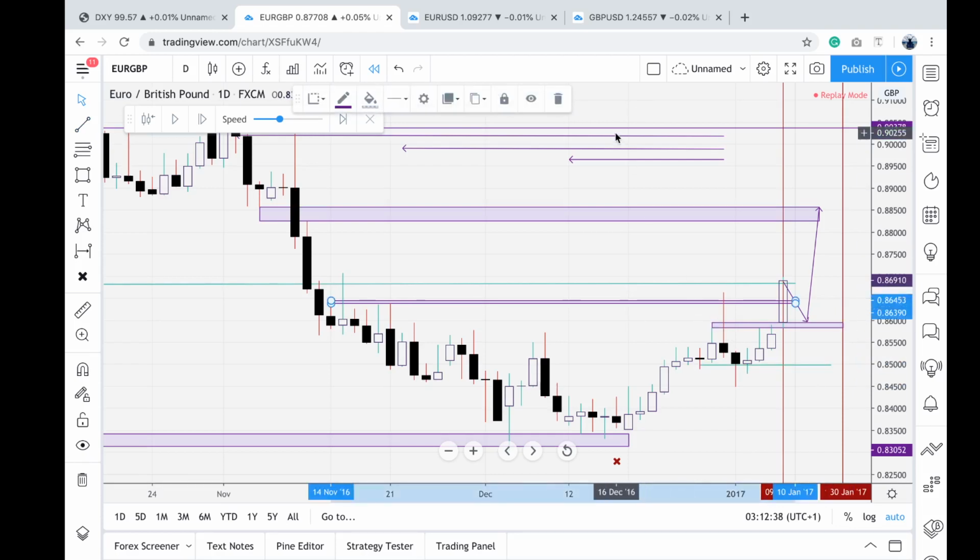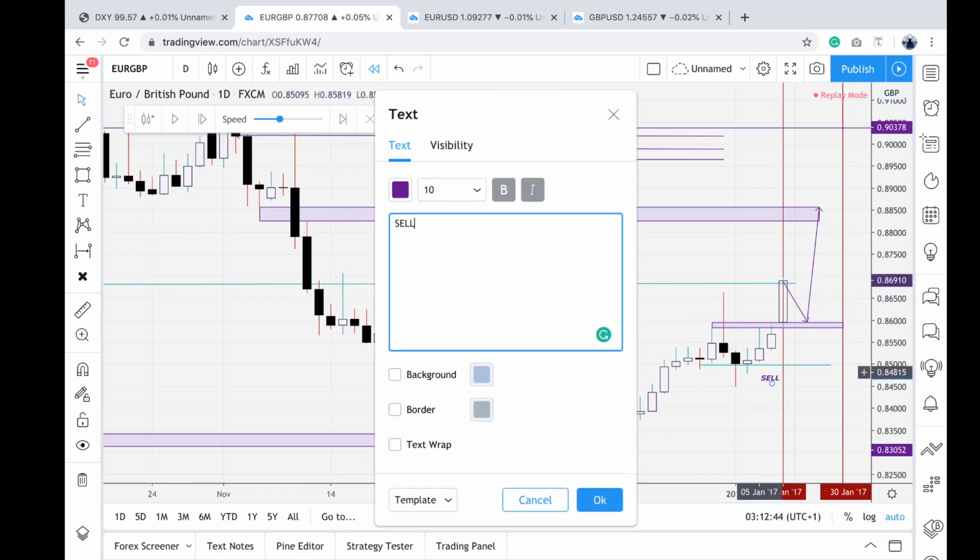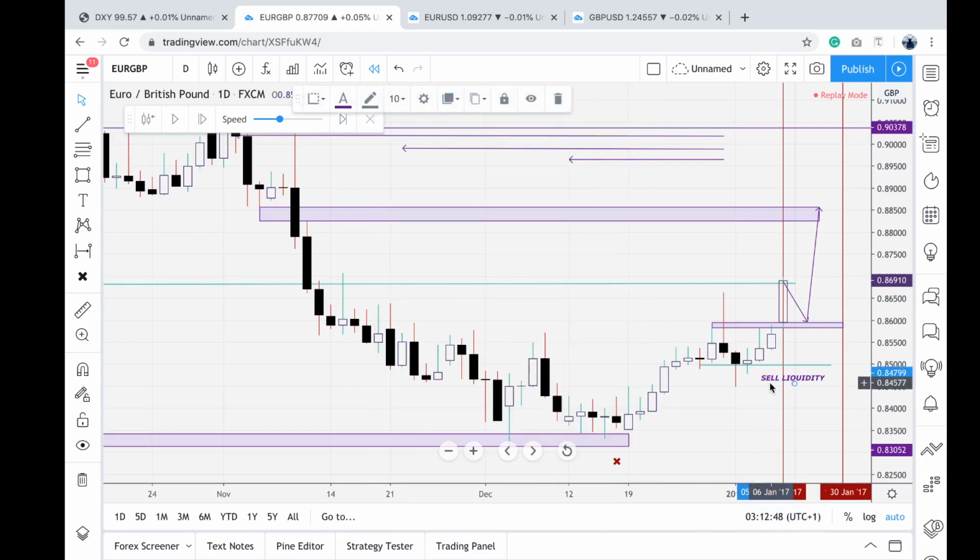And let's basically remove this. So sell liquidity. Okay, sell liquidity in the marketplace. All right, so let's see what price actually gives us.